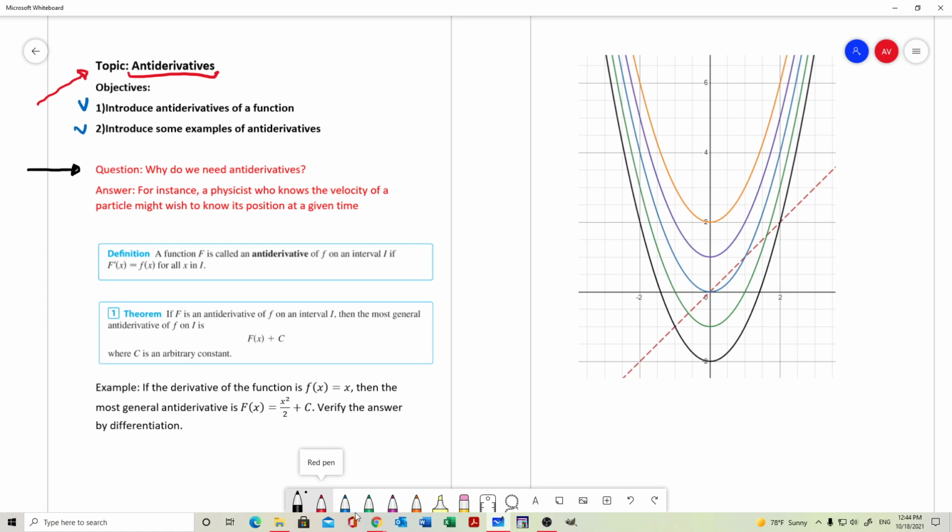We start with the main question. Why do we need antiderivatives? A quick answer. For instance, a physicist who knows the velocity of a particle might wish to know its position at a given time.